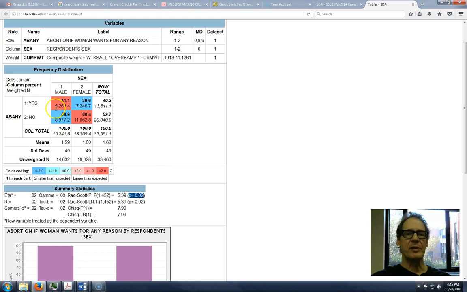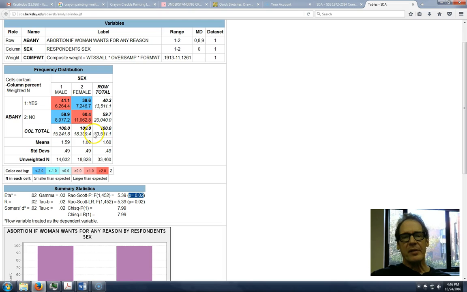You can see that the difference between men and women is very small. It's less than 1%. If I subtract 39.6 from 41.1, it's less than 2%, I should say. Very small difference between men and women. And p-value is saying, well, that may be a small difference, but it's statistically significant. It's not due to random error.